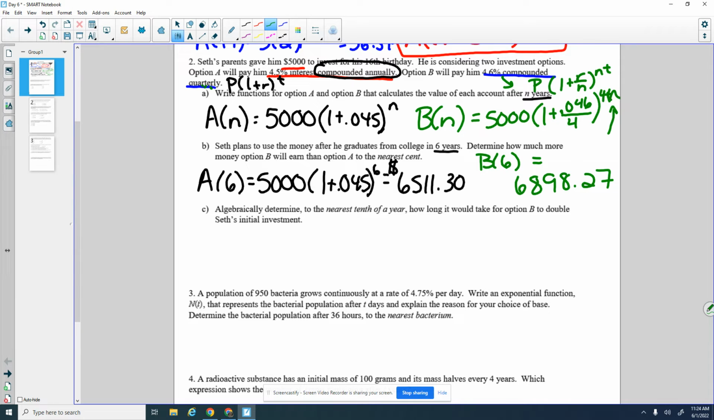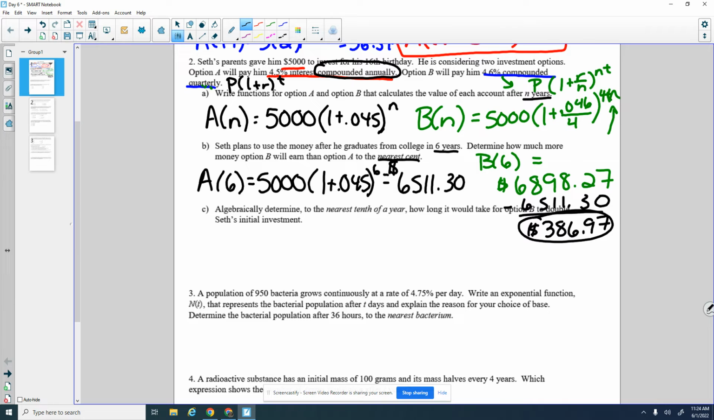So the question asked me, how much more will option B earn? So I'm going to subtract these two. I'm going to do this number minus the 6,511.30, and the difference between those two would come out to $386.97. So this one doesn't say what to round to. Actually, no, it does, nearest cent, but you can assume nearest cent if you don't see rounding.